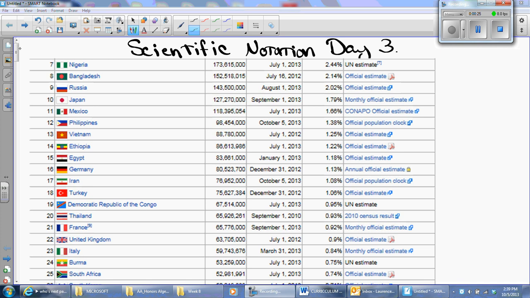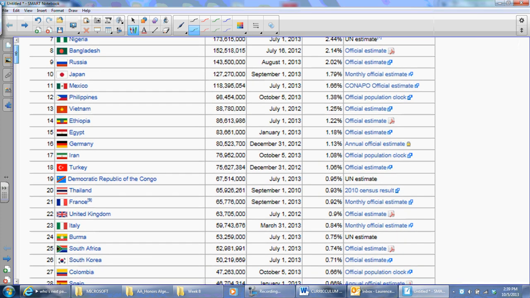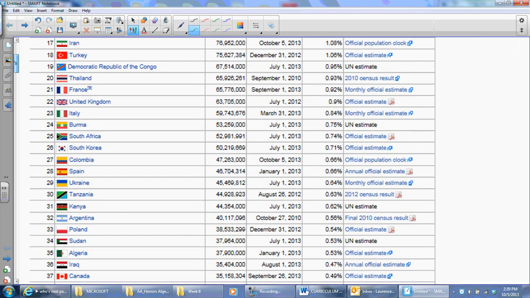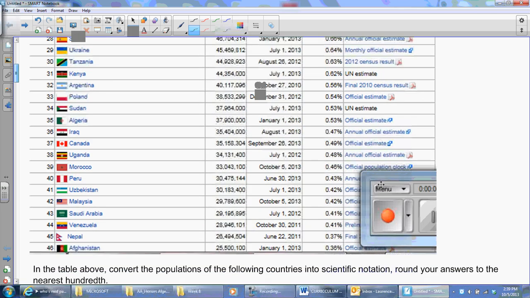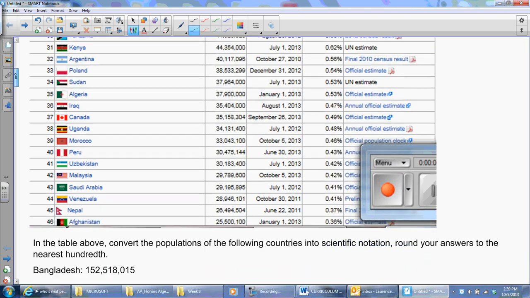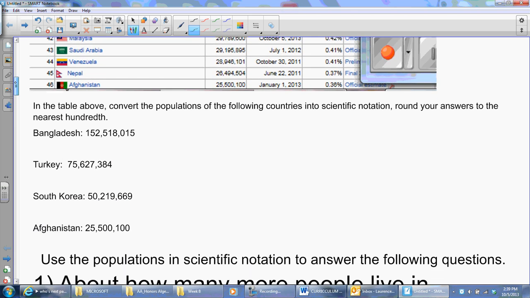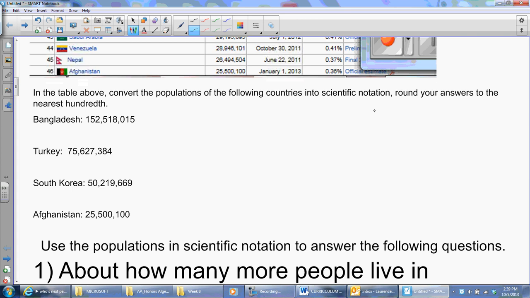We've got some populations of the different nations in the world. So it might be a little bit hard for you to read some of this. And you see I accidentally copied part of my recording device, but that's okay. It won't affect our data at all. And down here it says, in the table above, convert the populations of the following countries into scientific notation. Round your answers to the nearest tenth. Oh, excuse me, nearest hundredth.